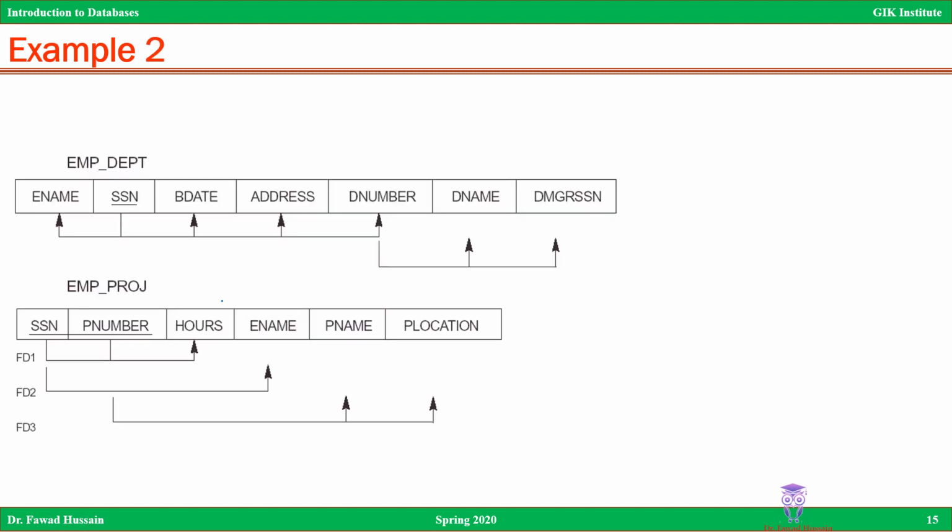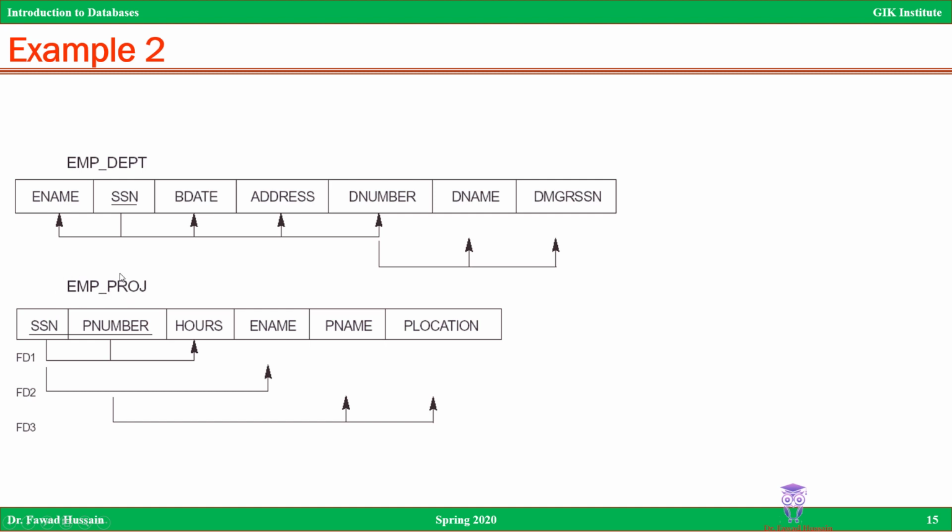Let's look at another example. In this case, it's the same example from the previous few slides. We have the employee name, the SSN, the birth date, the address, the department number, department name, and the department manager social security number. So here we have the social security number is determining the employee name, the birth date, the address, and the department that employee is working. And the department number determines the department name and the manager.